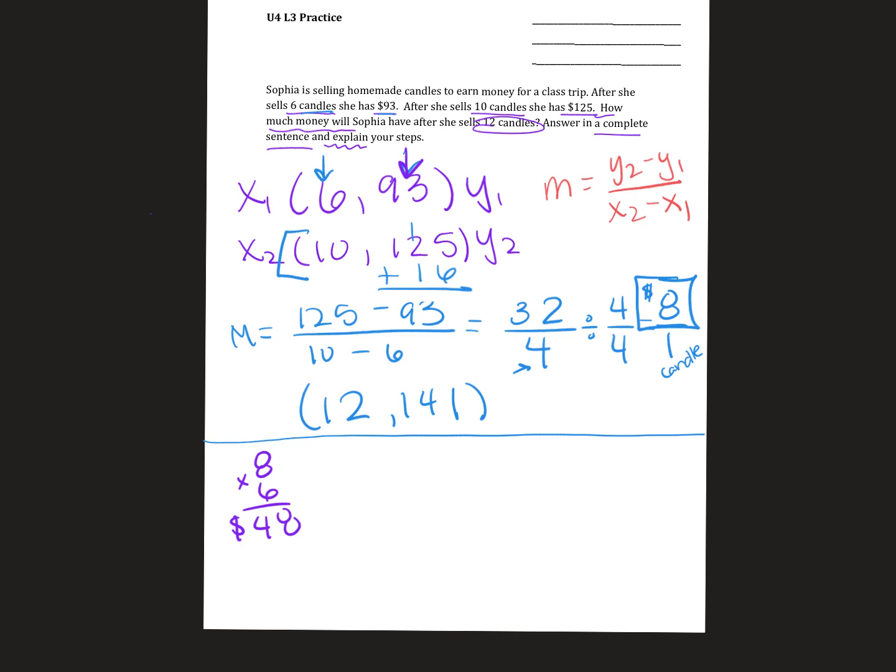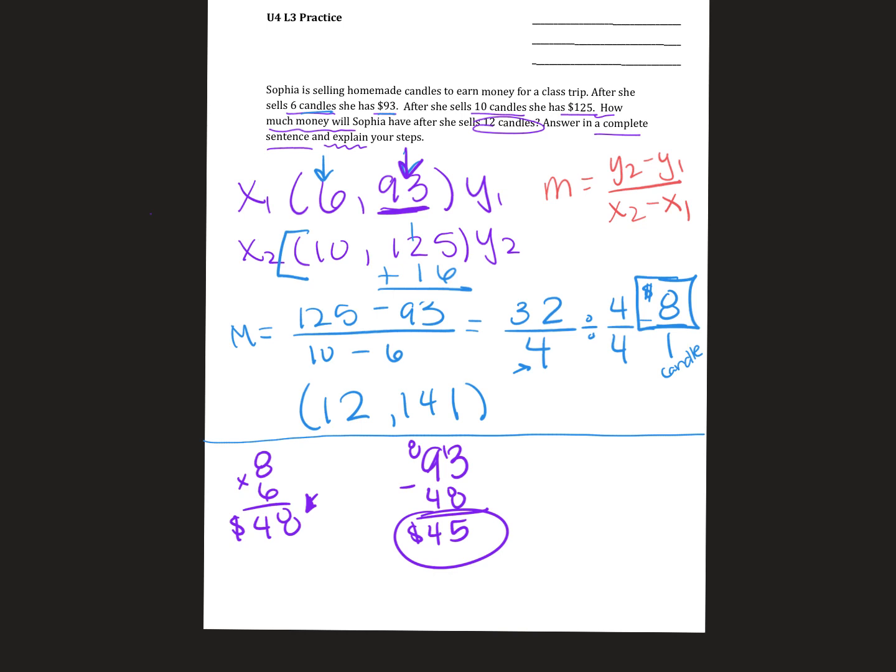So what does that mean? That means Sophia already had some money. So how do we figure out how much money she already had before she sold any candles? What math should we be doing? We should be subtracting. So we're going to take the $93 that she actually has, and we're going to subtract the money that she made off of the candles, which was $48. And we're going to get 45. So the reason she doesn't only have $48 after selling 6 candles is because she started with 45 already.